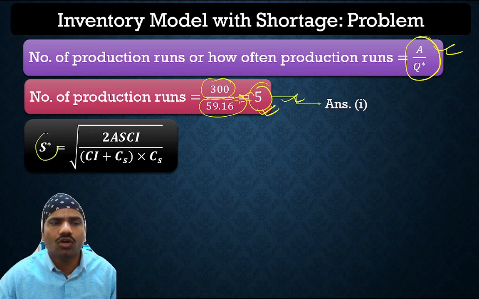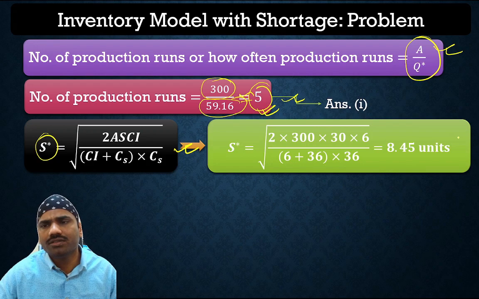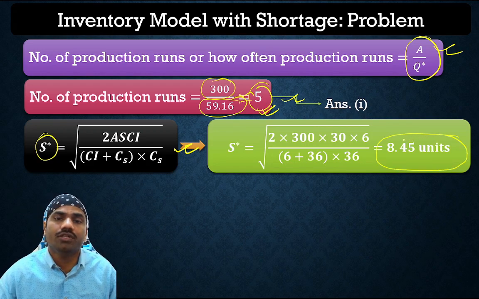Now we will find the optimum shortage. For the optimum shortage we use the formula and put in the values of these variables. We find the optimum shortage quantity is 8.45. This is the optimum shortage quantity.